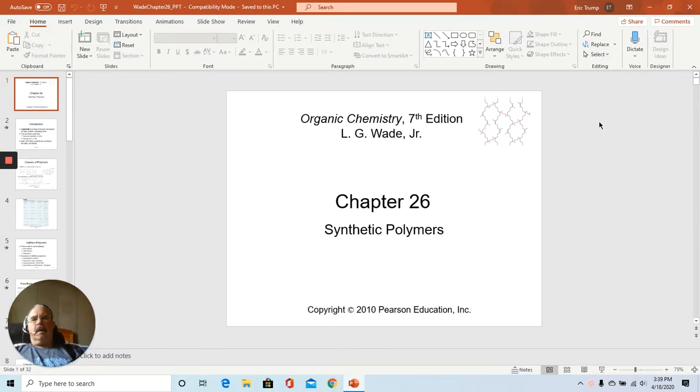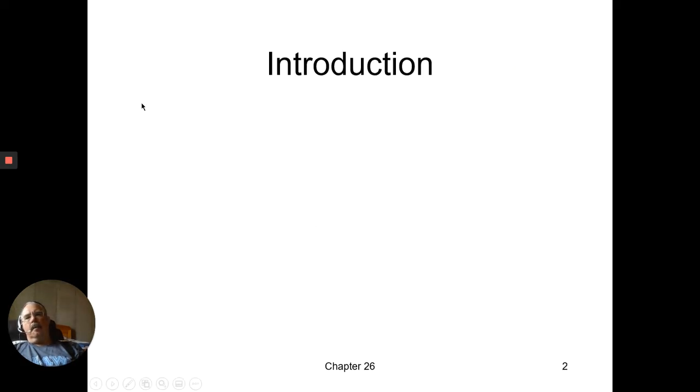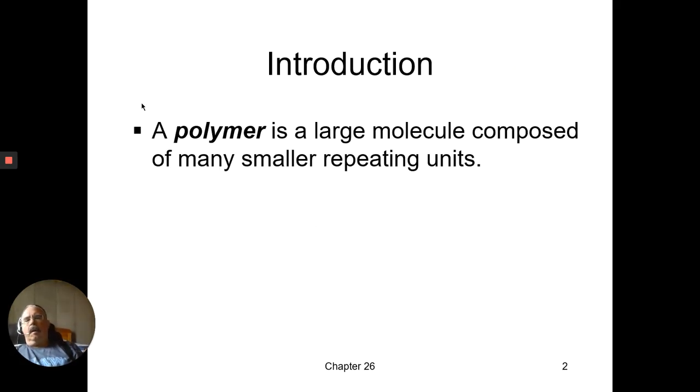Our final topic is on the area of synthetic polymers. Now, a polymer is defined as a large molecule composed of many smaller repeating units. Now, these units can be the same. Those are called addition polymers. They can be different. If they're alternating, that's what's called a copolymer.